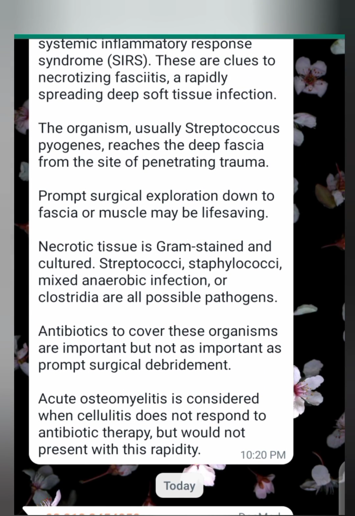Antibiotics to cover these organisms are important, but not as important as prompt surgical debridement. Acute osteomyelitis is considered when cellulitis does not respond to antibiotic therapy but would not present with this rapidity.